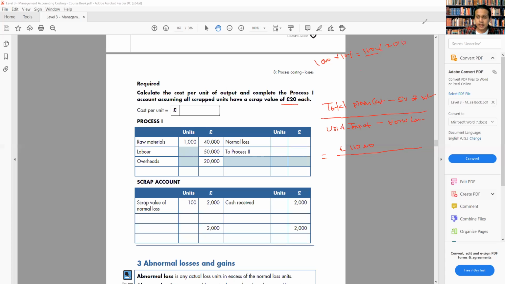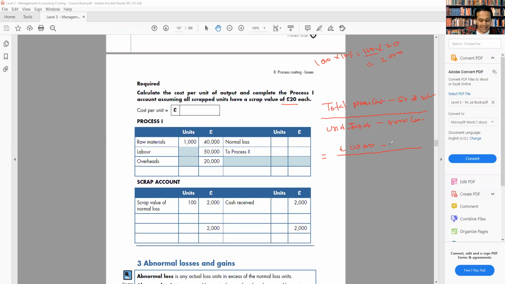So basically, the scrap value will be how much? 2000. This is the one we need. The next one we need is how many units are wasted. That is 100 units, we already know it, 10%. So let's do that now.